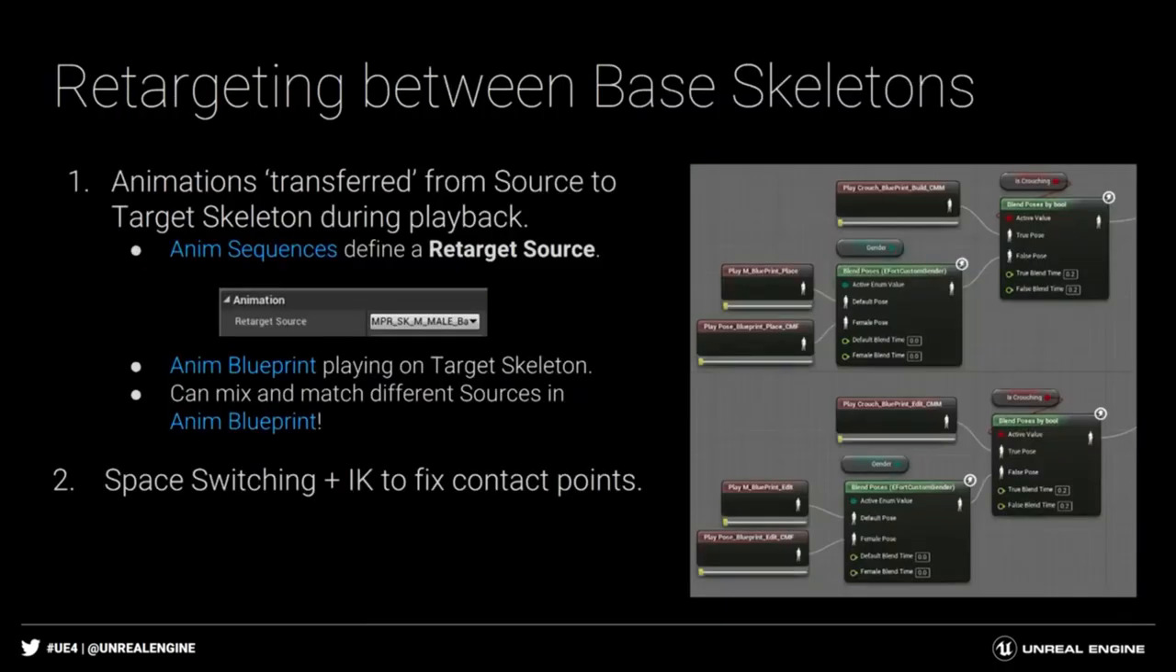So we do our retargeting in 2 steps. The first step makes sure that we transfer the animation from the source skeleton to the target skeleton. And that's set up in the animation blueprint. As you can see, there's a couple of animation sequence players here, and each of them has a property called the retarget source, which maps to the skeleton this animation was authored on. Whenever that skeleton is different than the base skeleton this animation blueprint is running for, we need to do some retargeting. But this also gives us a lot of flexibility, because you can use animations that were authored on all types of these base skeletons and run them in the same graph.